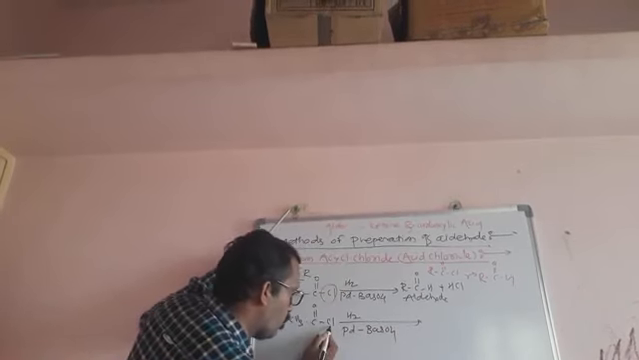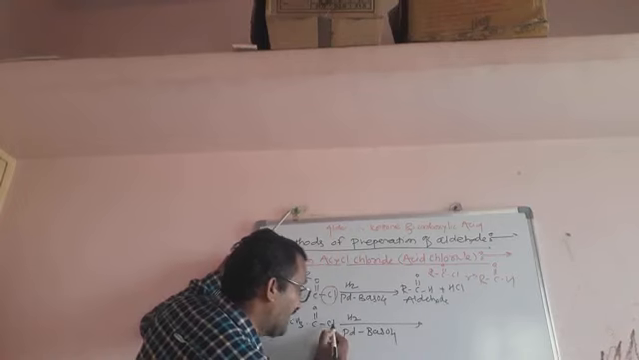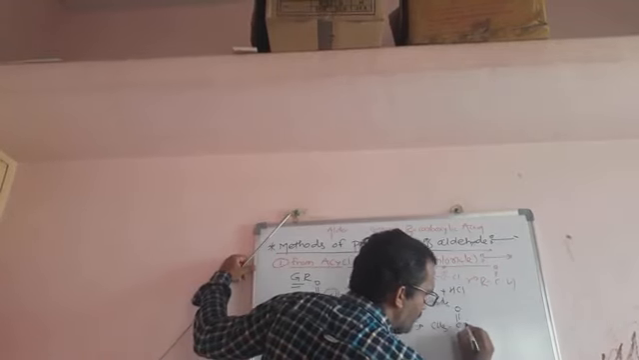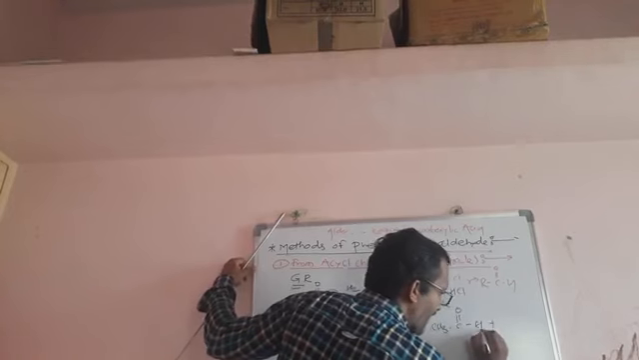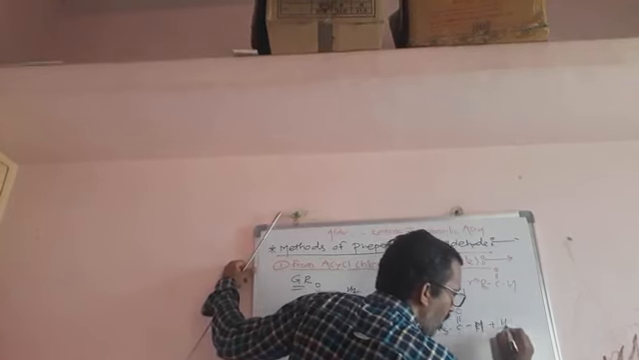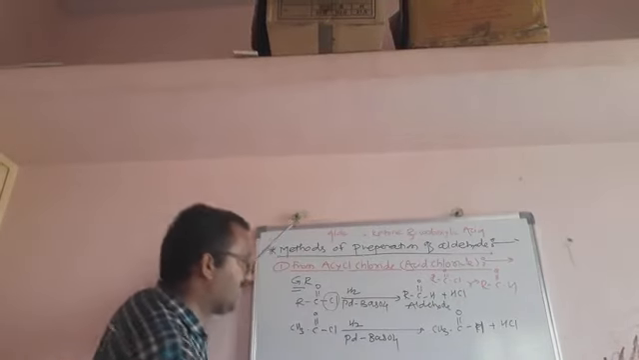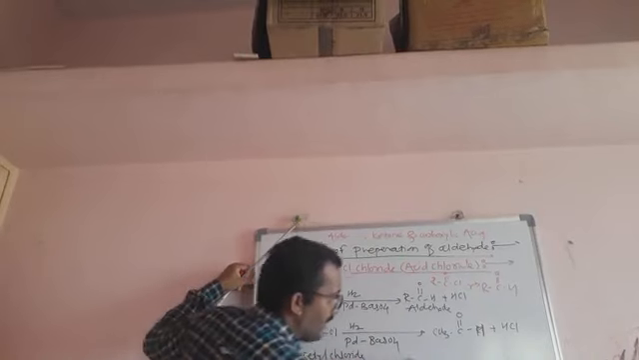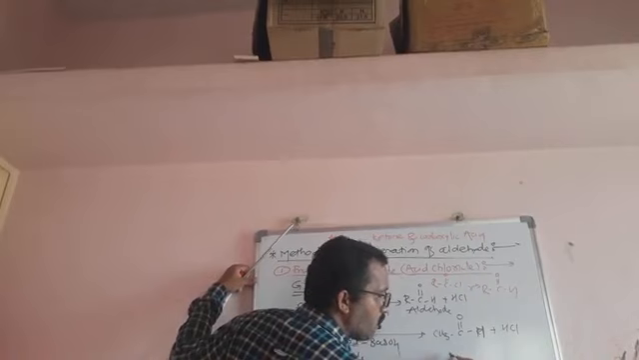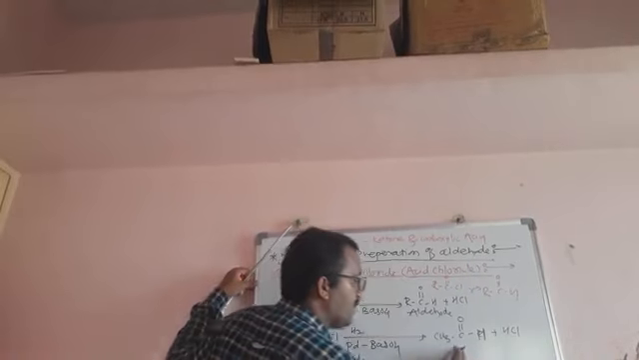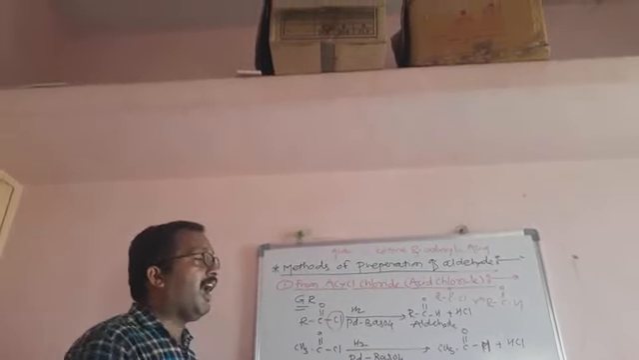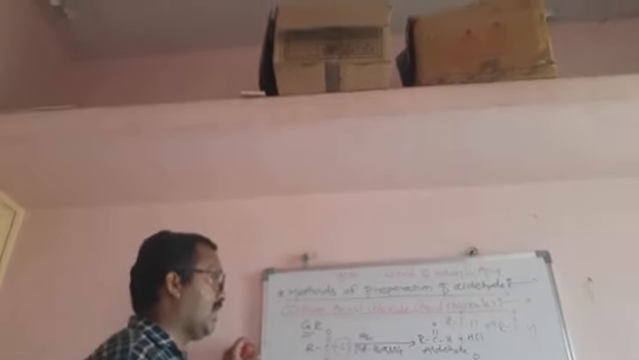That means only this chlorine is replaced by hydrogen and it forms the corresponding CH3 C double bond O H, along with HCl. This is acetyl chloride, and this is acetaldehyde, which is also called ethanal. This is the example of the formation of an aldehyde from an acyl chloride.